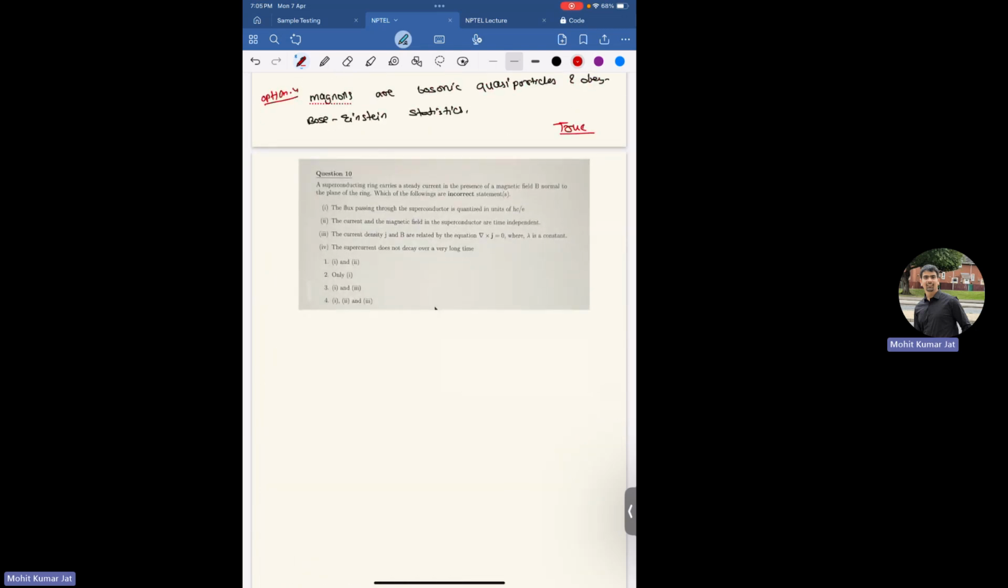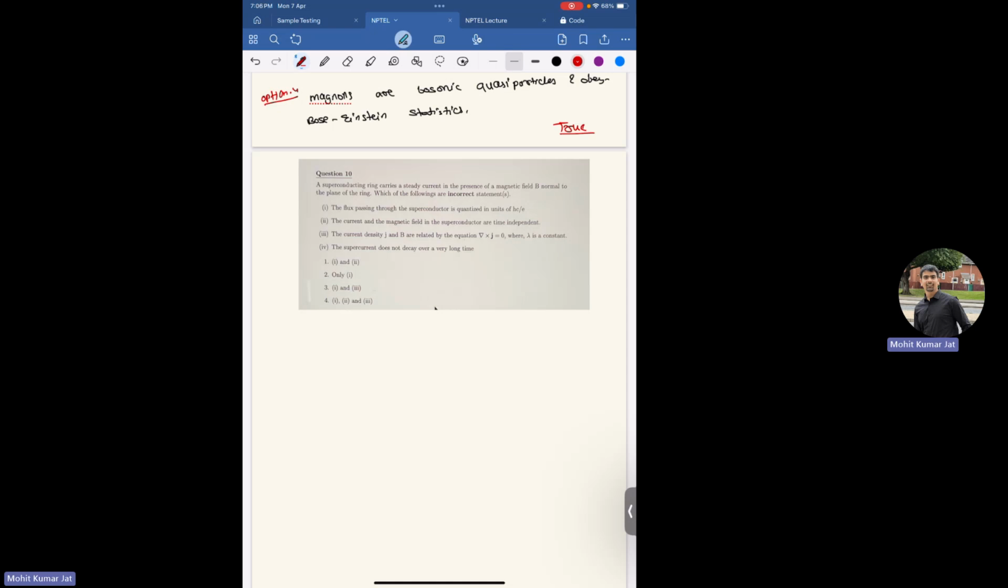If this is clear, then I will move on to the next problem, which is problem number 10. So the problem says that a superconducting ring carries a steady current in the presence of a magnetic field B normal to the plane of the ring. Which of the following are incorrect? Again, this assignment is more focused on what is incorrect rather than being correct. Okay, so we'll handle this final question also.